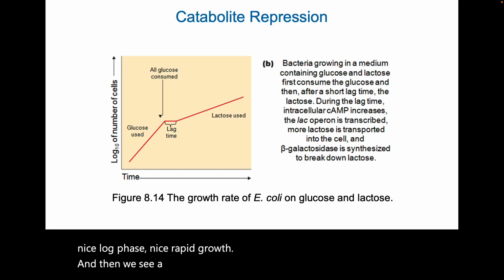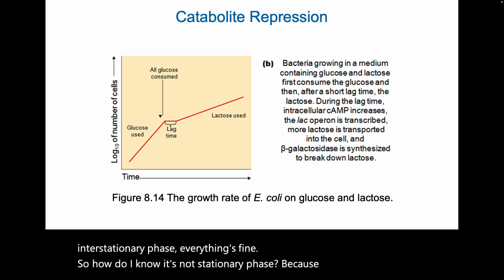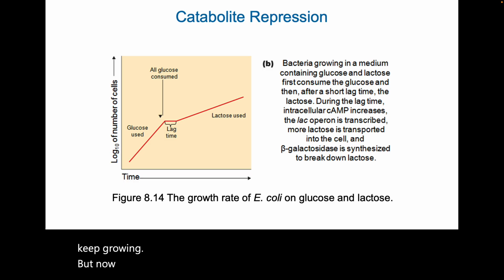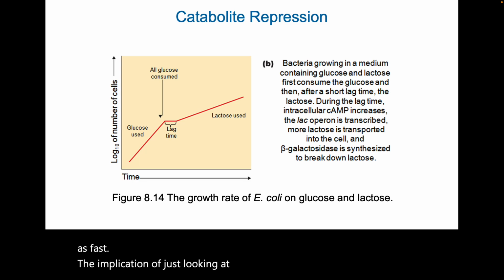And if we stopped right here, we'd say, oh, this is stationary phase, everything's fine. So how do I know it's not stationary phase? Because they don't die. They keep growing. But now they grow much slower. So they enter a second log phase. It's not as fast. The implication of just looking at the growth curve is that they have used up all the glucose.